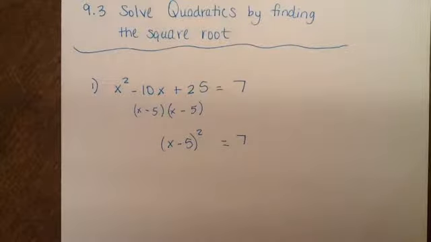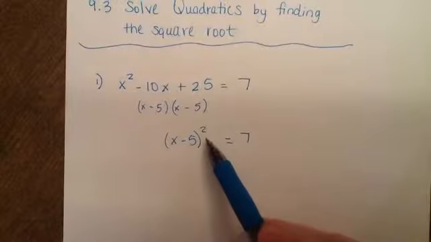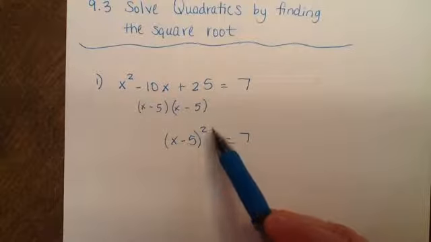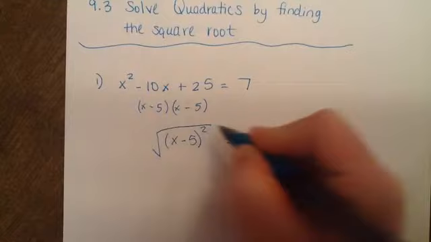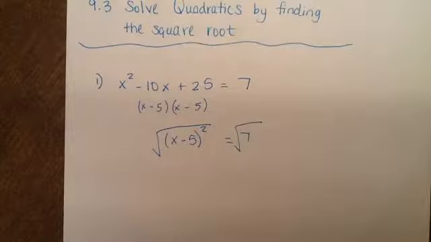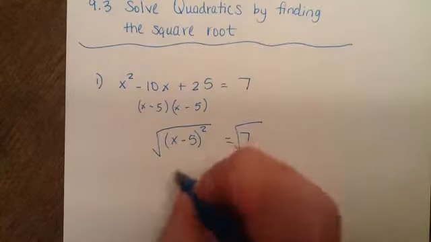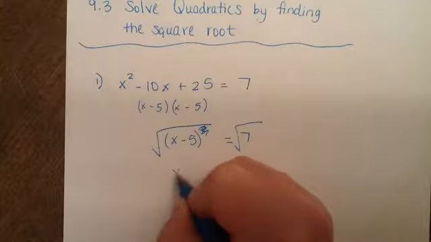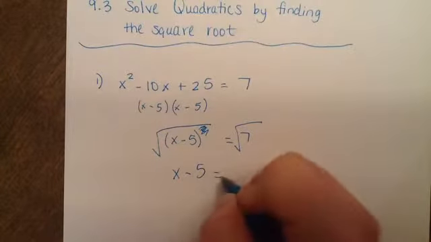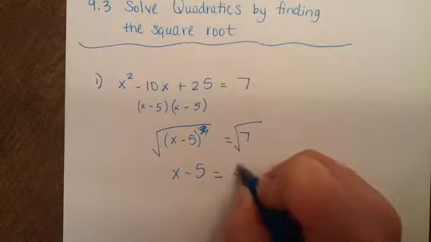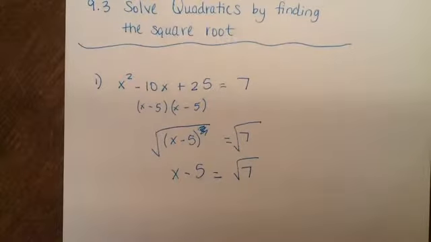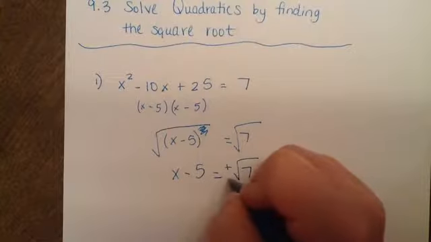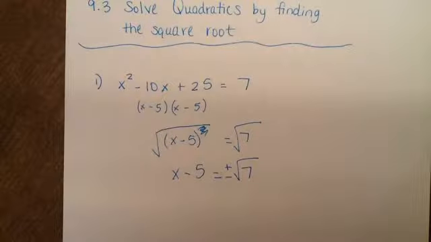Now that I have this, I want to get to this x. So how do I get rid of a square? Square root. And that'll get rid of that, so I'm left with x minus 5 equals root 7. Now, square roots we know can be positive or negative, so it can be a positive or a negative. Taking the square root of something, it can be a positive or a negative.